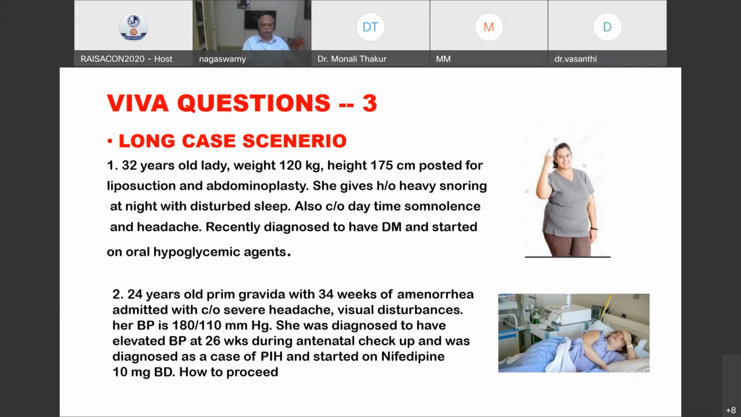Okay. And OSA can be treated in many ways. Lifestyle modification and weight reduction itself is part of the treatment in milder cases. But in more severe cases, you may require CPAP or BiPAP. Surgical treatment is the ultimate last resort. If CPAP and BiPAP don't work, then you have to think of surgical treatment. So what is the difference between a CPAP and a BiPAP?